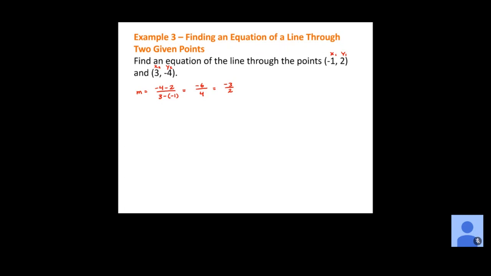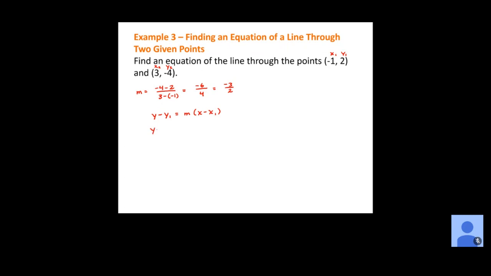Okay, good, right? So now we can use that point slope formula because we have a point and a slope. So it's going to be y minus y1 equals m times x minus x1. Now, it does not matter which point you use in this case as your x1 and y1. Since I've already labeled the first one as x1, y1, I'll use that one. But just know that if you were to use the 3, -4, that would actually be equivalent to the other equation. So it doesn't matter which point you choose here.